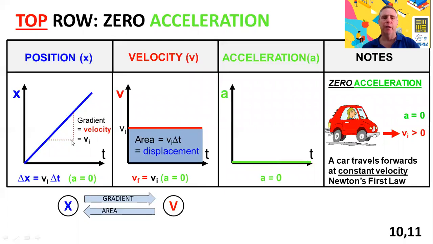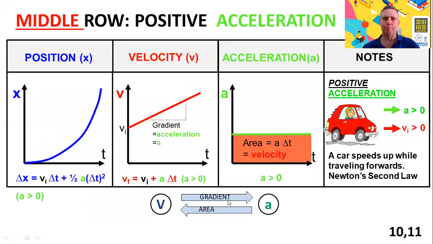Please notice the gradient of this graph is just the velocity, that initial velocity. And if you look at the area under the velocity time graph, that gives you the displacement. So remember, to go from position to velocity, you take the gradient, velocity to position, you take the area. So in this case, we have a linear equation, delta x equals vi delta t, because the acceleration is equal to naught. So that's the simplest case, constant velocity motion.